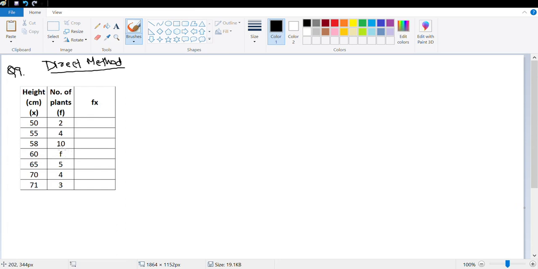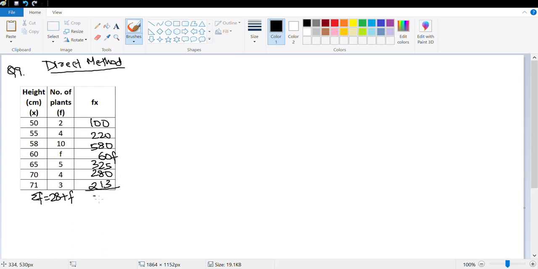The mean is given, we need to calculate f. So let's do the summation f first. Summation f will be 6, 16, 20, 25, 28. So that's 28 plus f. Let's check. 6, 16, 20, 25, 28, 28 plus f. Next we do fx, where that's 100, that's 220, that's 580, that's 60f, that's 325, that's 280, and that's 3 and 21.